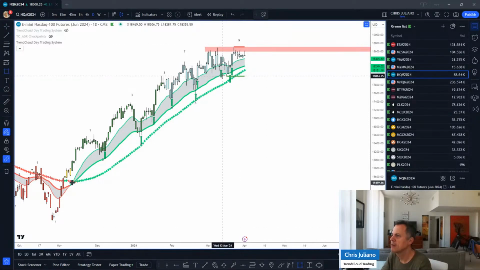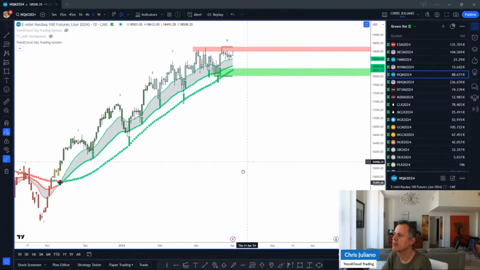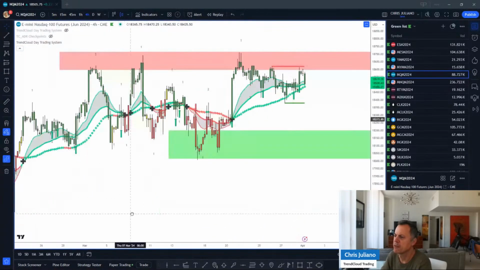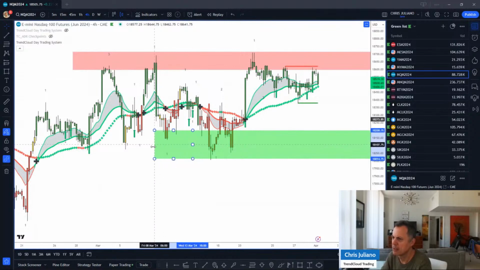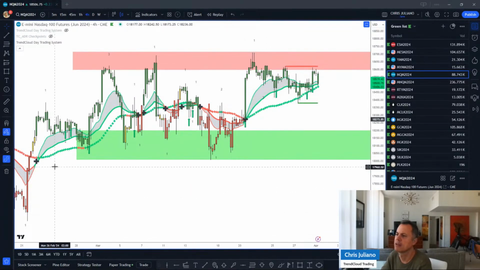And right here, you don't have to get crazy with it, but I would draw it out like that. Okay, now drop down to the 4 hour. Well, what does that look like? Does that look about right? I think so. If you drag this back, you draw it out just like that.